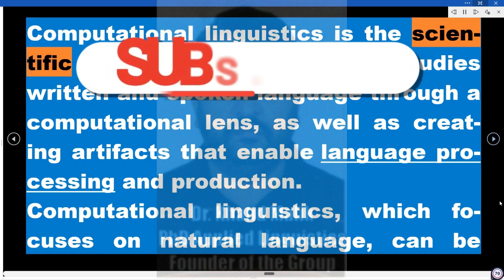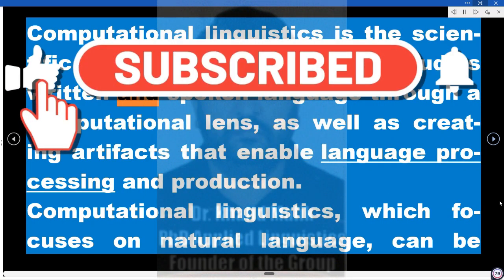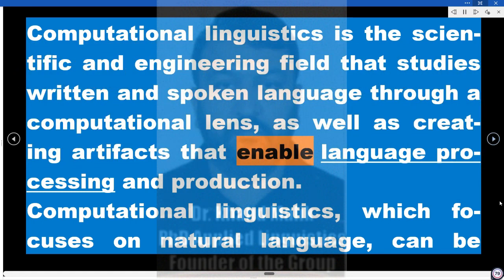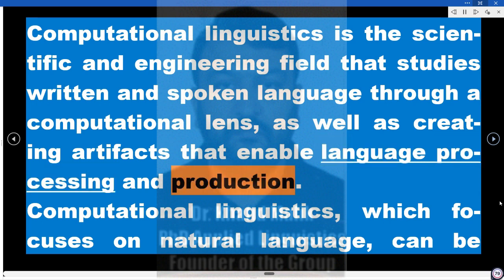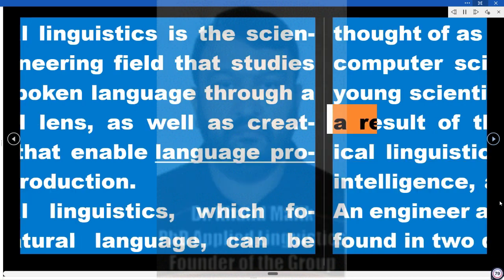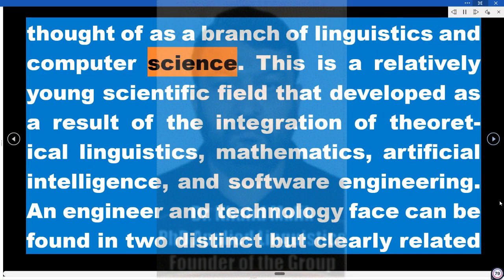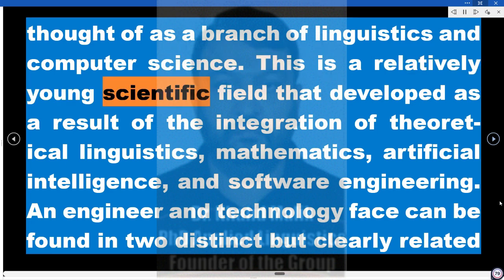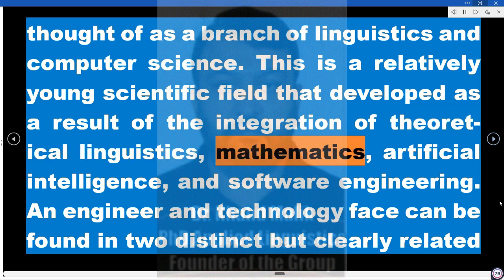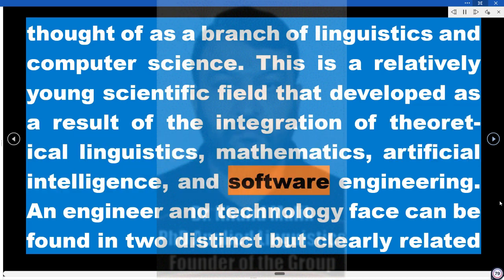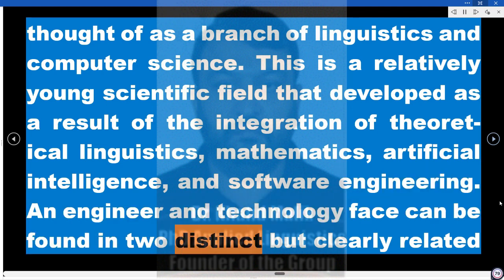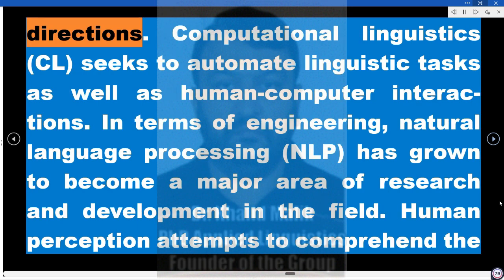Computational linguistics is the scientific and engineering field that studies written and spoken language through a computational lens, as well as creating artifacts that enable language processing and production. Computational linguistics, which focuses on natural language, can be thought of as a branch of linguistics and computer science. This is a relatively young scientific field that developed as a result of the integration of theoretical linguistics, mathematics, artificial intelligence, and software engineering. It can be found in two distinct but clearly related directions.